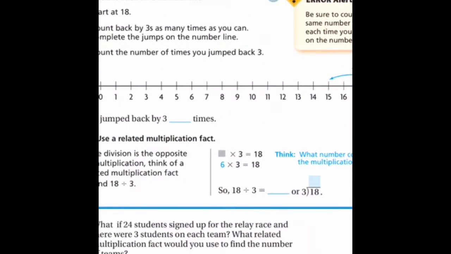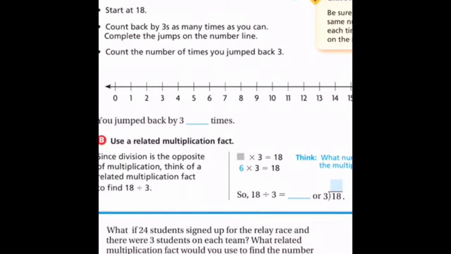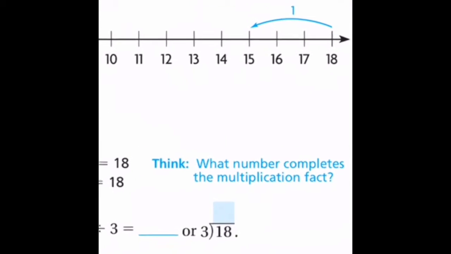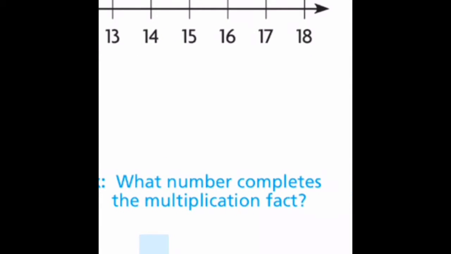We can use a number line and count backwards. So we start at 18 because there were 18 total students. Count back by 3s because that was the number of people on each team, and then we just count the number of times we jump back. So they jumped back the first one for us.